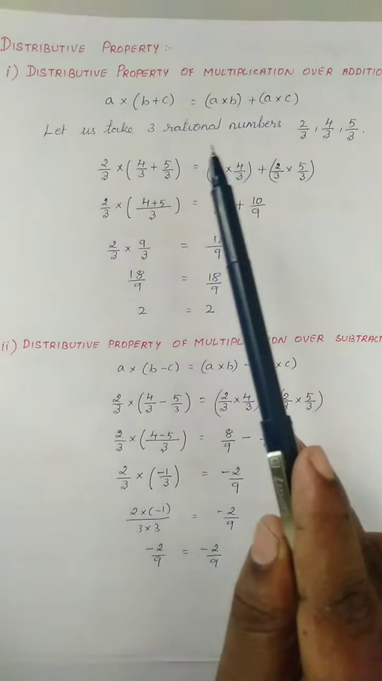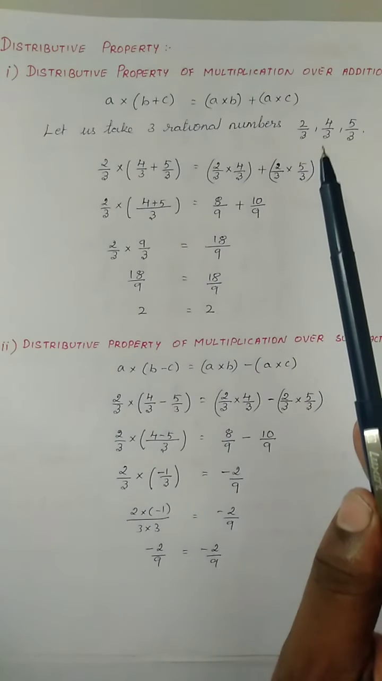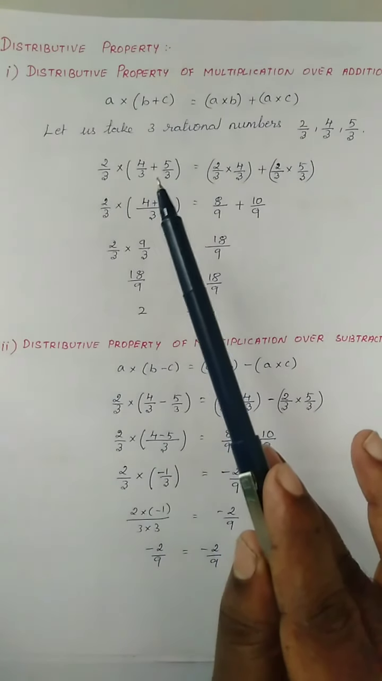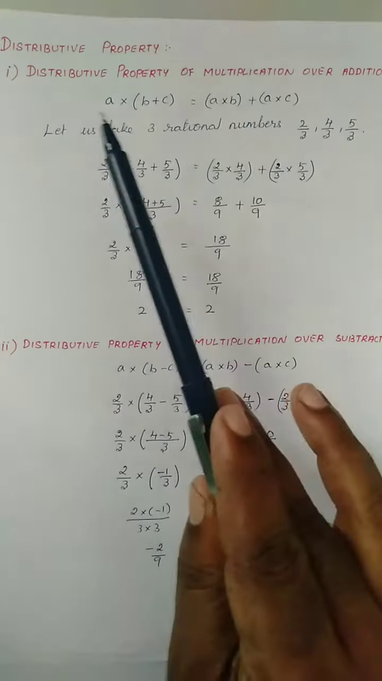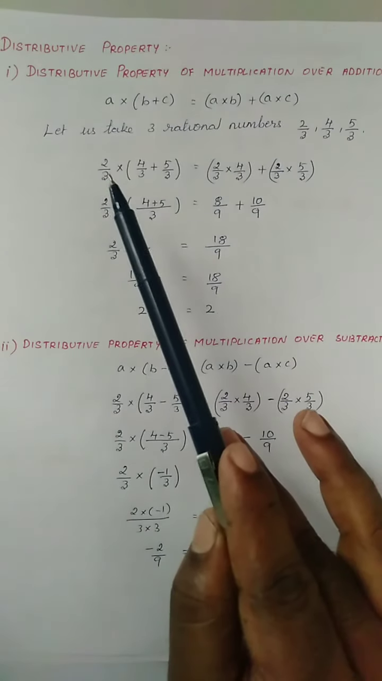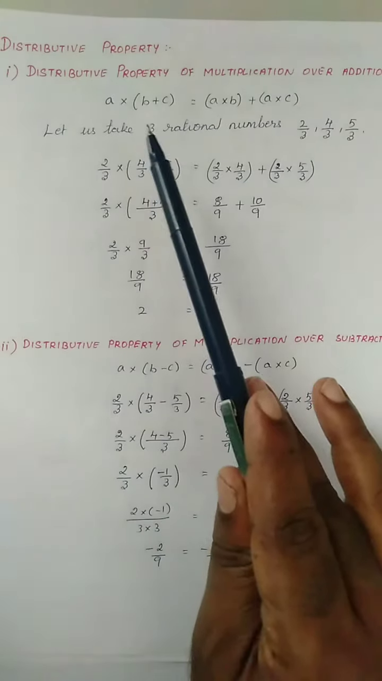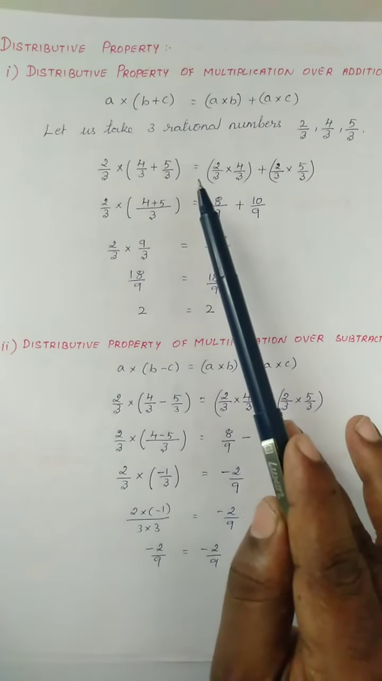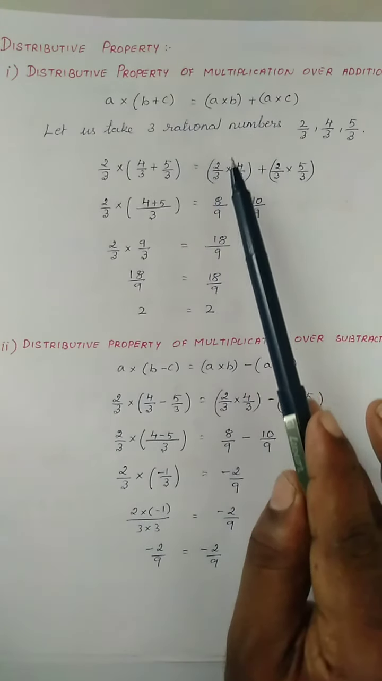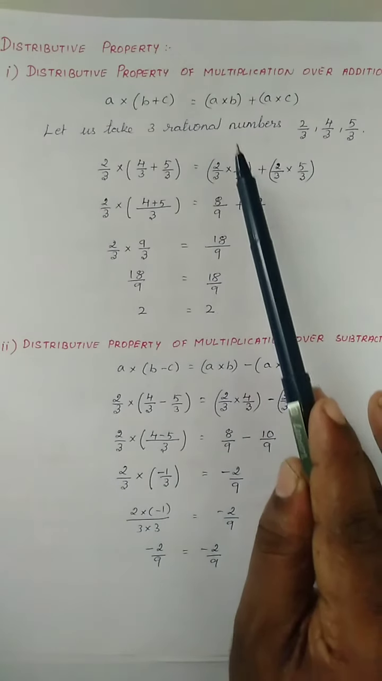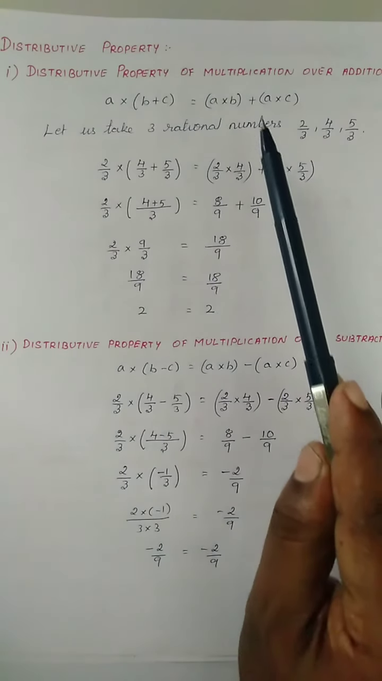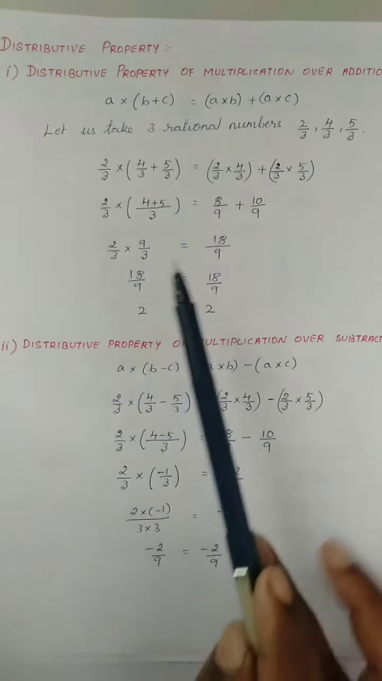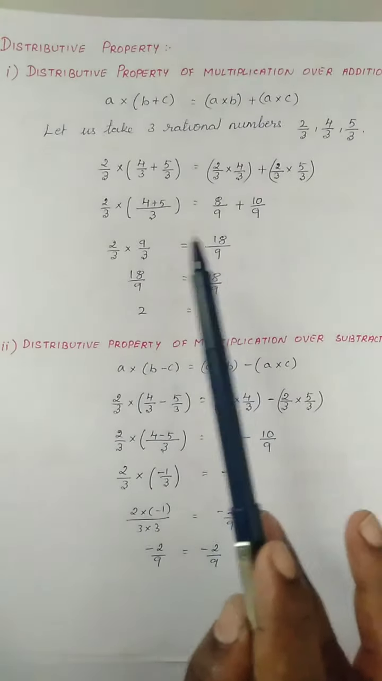Now let us take three rational numbers. For example, 2 by 3, 4 by 3 and 5 by 3. 2 by 3 into (4 by 3 plus 5 by 3), that is the left hand side of the distributive property. A is 2 by 3 into b, instead of b I have written 4 by 3 plus c, 5 by 3, is equal to a into b, 2 by 3 into 4 by 3, plus a, 2 by 3, into c, 5 by 3. Now let us check whether both the answers are equal or not.